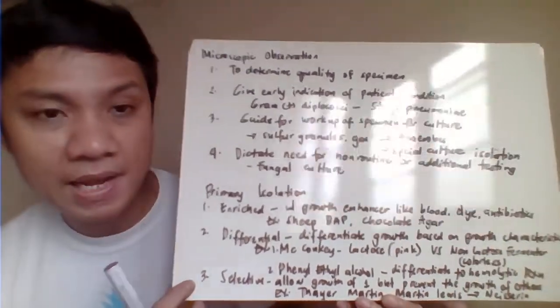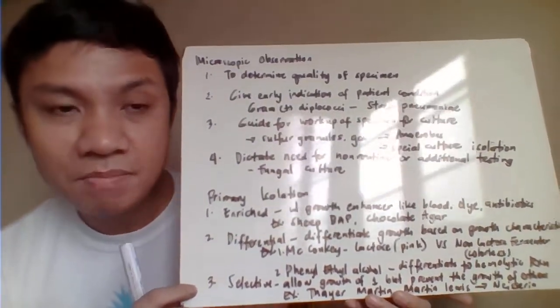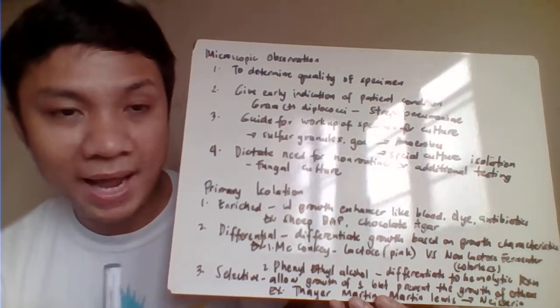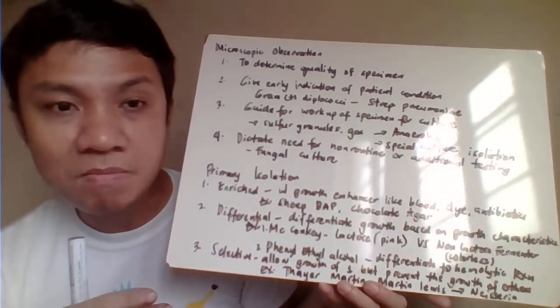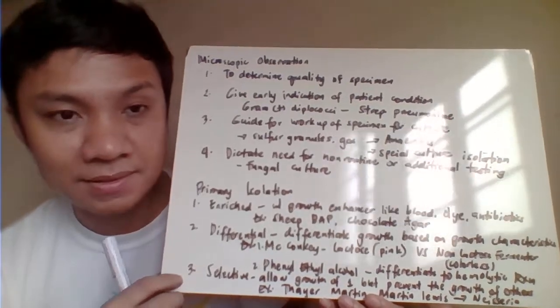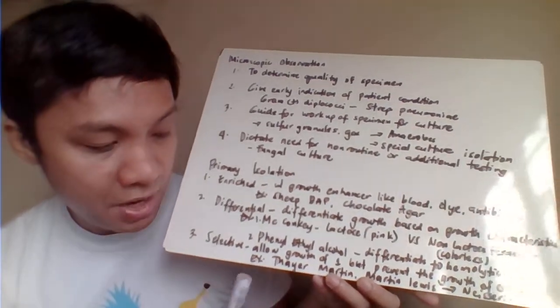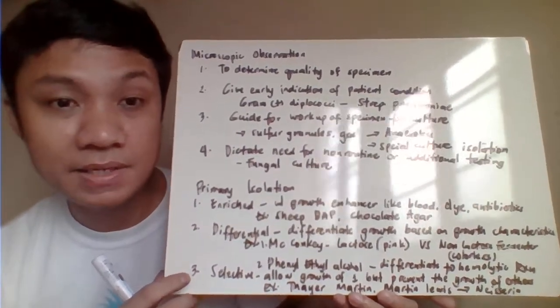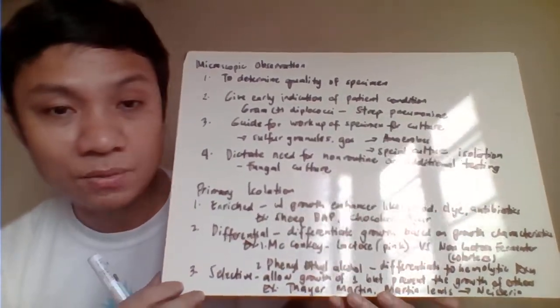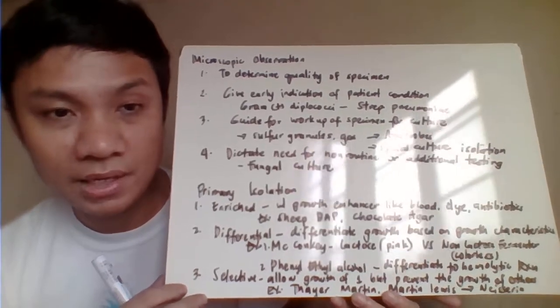Another one, we have your selective media. Selective culture media allow the growth of only one specific organism, while at the same time inhibiting the growth of the other organisms. For that, we have Thayer-Martin-Lewis, a selective media for Neisseria gonorrhoeae. It will not support the growth of other organisms.